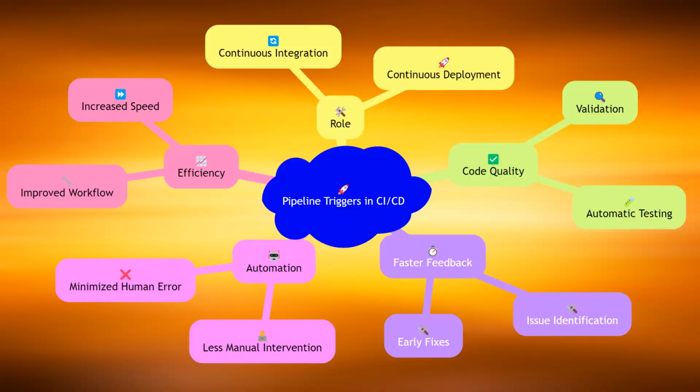Pipeline triggers play a crucial role in continuous integration and continuous deployment (CI/CD) pipelines. They help maintain code quality by ensuring that every change is automatically tested and validated. This leads to faster feedback loops, allowing developers to identify and fix issues early in the development process. Moreover, automated triggers reduce the need for manual interventions, thereby minimizing the chances of human error and increasing overall efficiency.